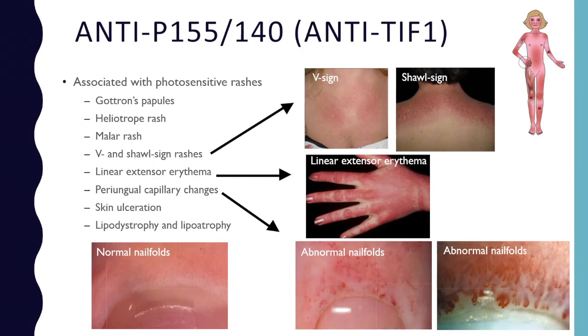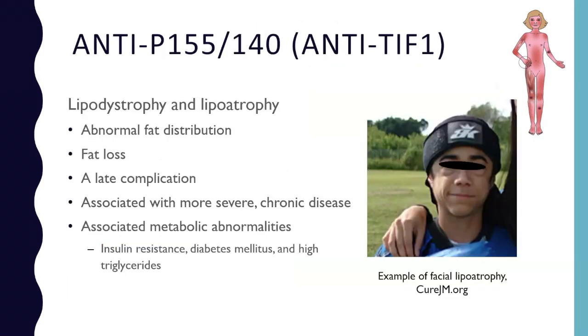Patients can also have skin ulceration, and they can have lipodystrophy and lipoatrophy. And so this is abnormal fat distribution or fat loss, and it can be a late finding in patients with this autoantibody, and is typically associated with more severe disease and more chronic disease, and can even have metabolic abnormalities go along with it, such as insulin resistance and diabetes and even high triglycerides. And this is a picture where you can see this patient's skin is kind of sucked in right here, and we have some swelling here and a little bit of fat loss here. It's a very characteristic look of lipoatrophy of the face.